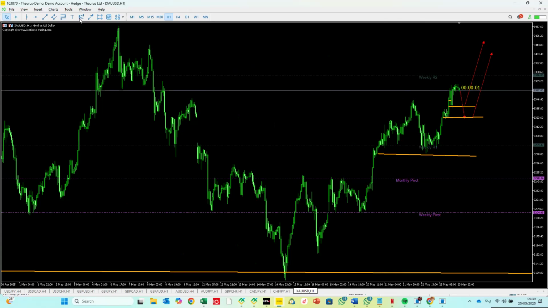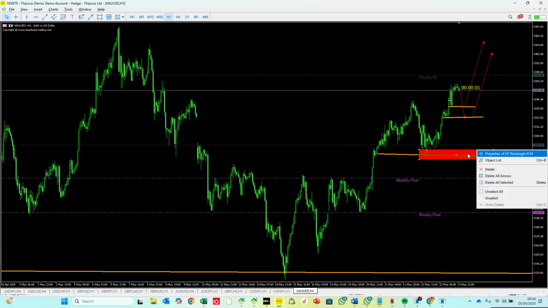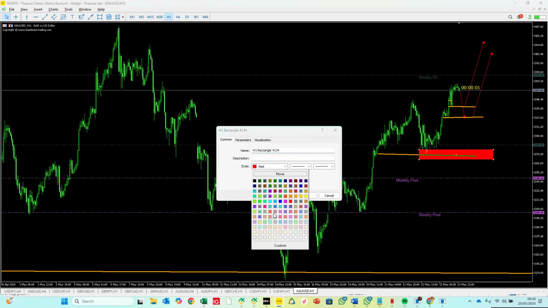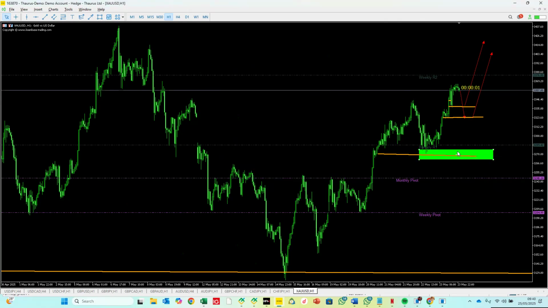But if that doesn't happen, the proper place to then look for a buy setup is this area, this zone right here, which is where I'm going to be coloring green. This is the proper level to look for a buy. And then this is the interim area where we may have some reactions.